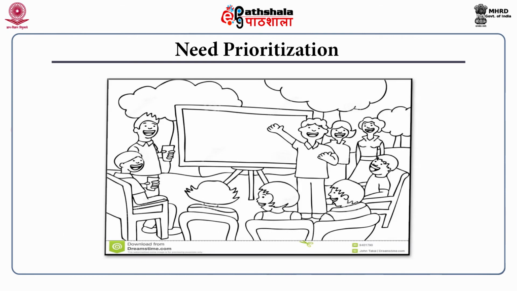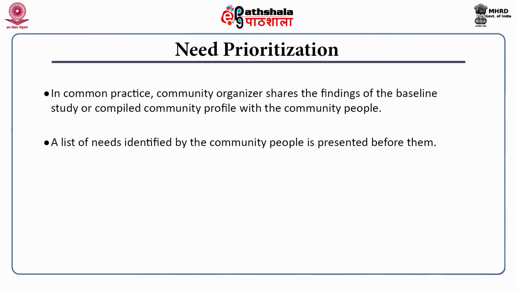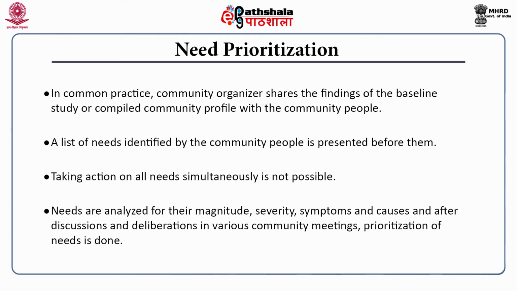Need prioritization. In common practice, the community organizer shares the findings of the baseline study or compiled community profile with the community people. A list of needs identified by the community people is presented before them. Taking action on all needs simultaneously is not possible. Needs are analyzed for their magnitude, severity, symptoms and causes, and after discussions and deliberations in various community meetings, prioritization of needs is done.